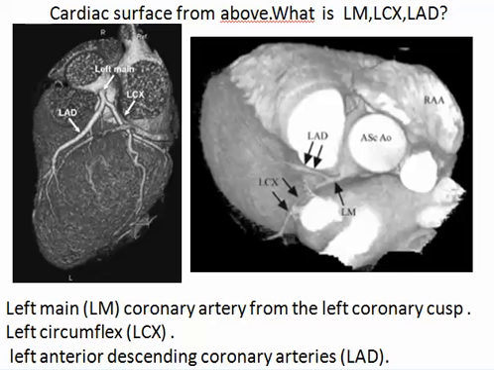This is the LM, and the left circumflex is the LCX. So we have the LCX and the left main coronary artery, and then we have the left anterior descending, which is running between the two ventricles. It's called the LAD.